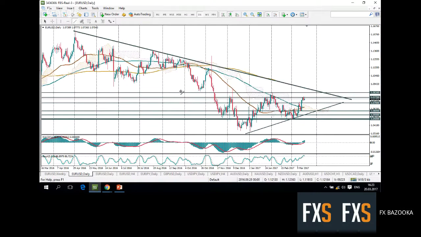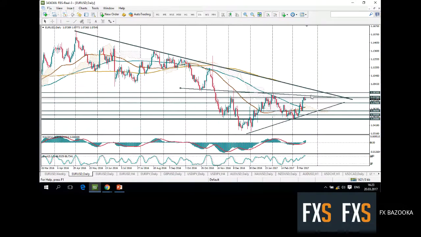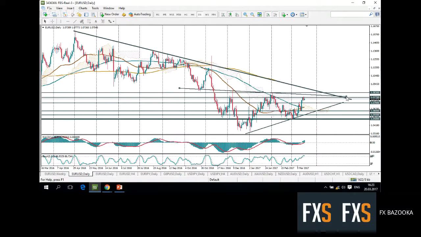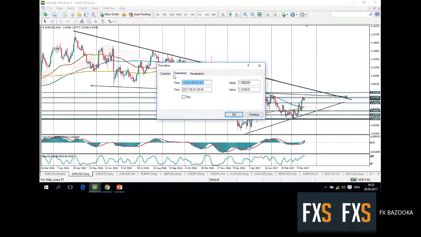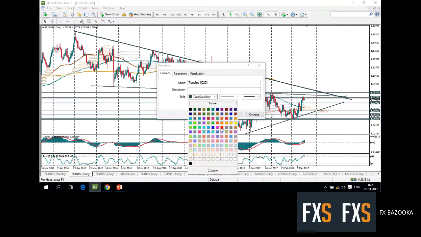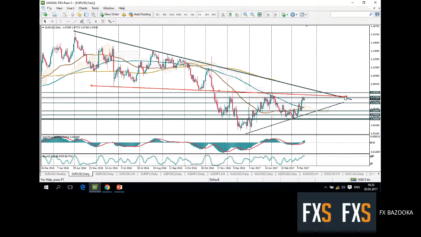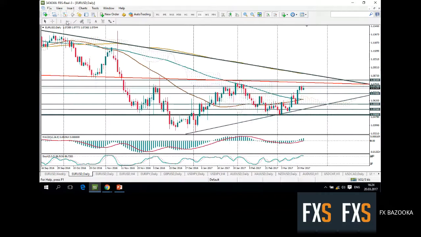which actually started at the end of last year. We can draw this line something like this. Let me make it more visible and see more clearly. So this is the resistance line I'm talking about, and it is situated in the area of 108. So this is a resistance.